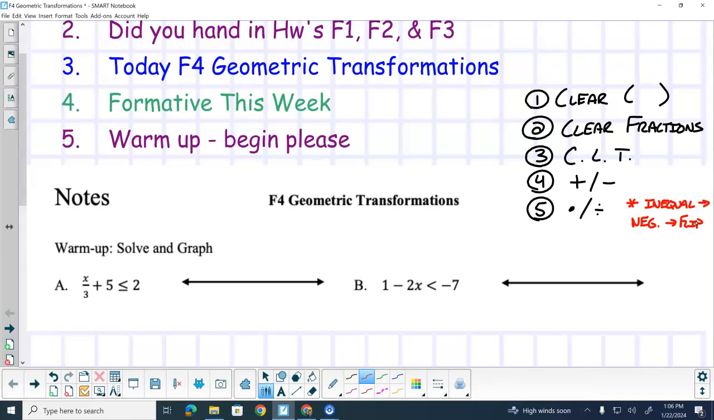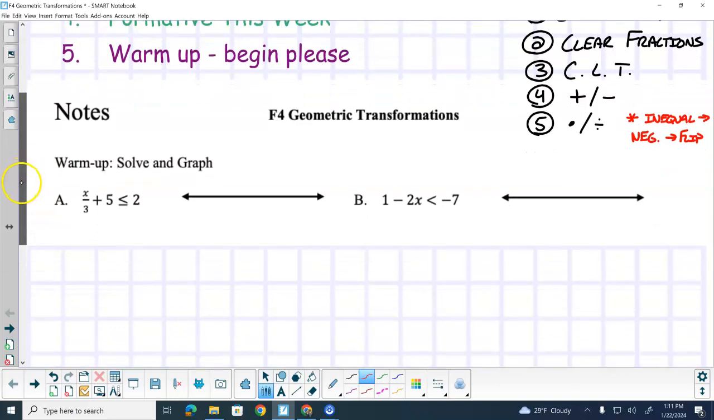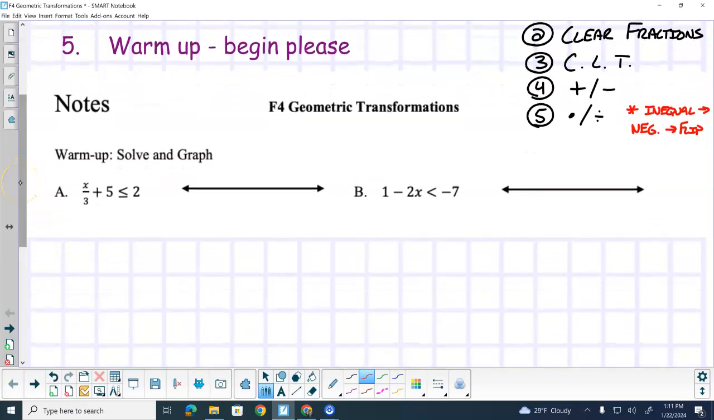Okay? So with those 5 steps being said, do these 2 warm-up problems. Go. So there's no parentheses to clear out on either one of those, so we can jump over that. There's a fraction in this one that we want to clear out, right? So what am I going to multiply every term by? Multiply every term by 3. So we multiply there by 3, there by 3, and there by 3.